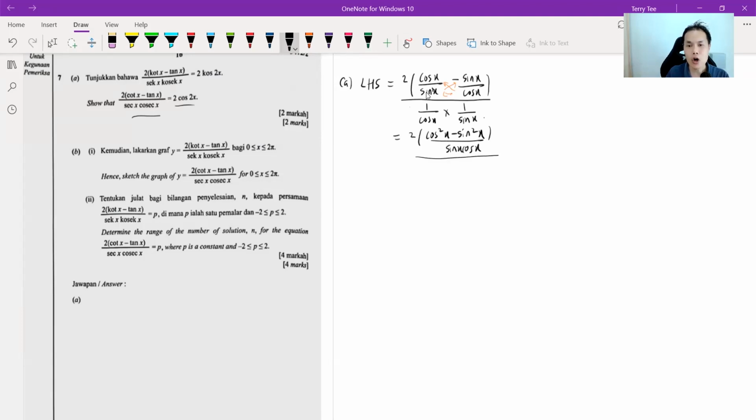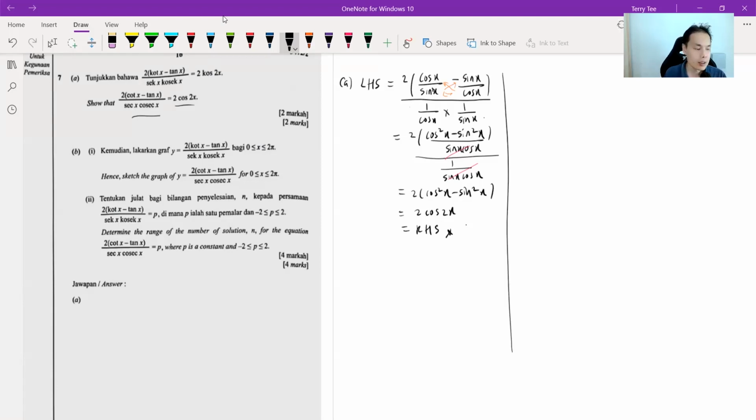As for your denominator, you have 1 over cosine. Cosine, sine, cos, they are basically the same. We can just cancel them off, and you're left with 2 cos square minus sine square. And we know cos square minus sine square is just cos 2x. Cos 2x has 3 formulas. This is the first one. So this is cos 2x. There you go. That's your right-hand side.